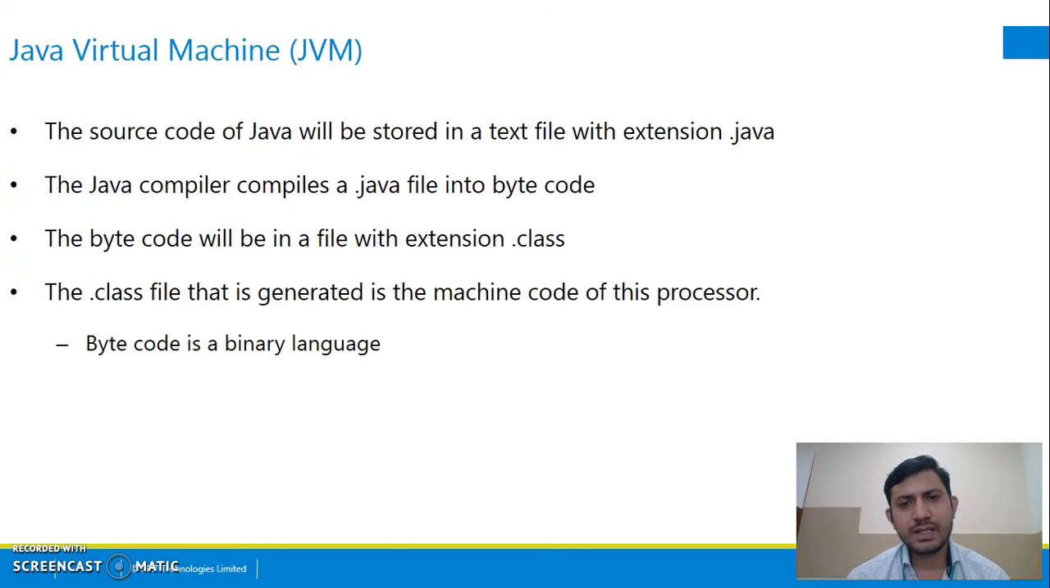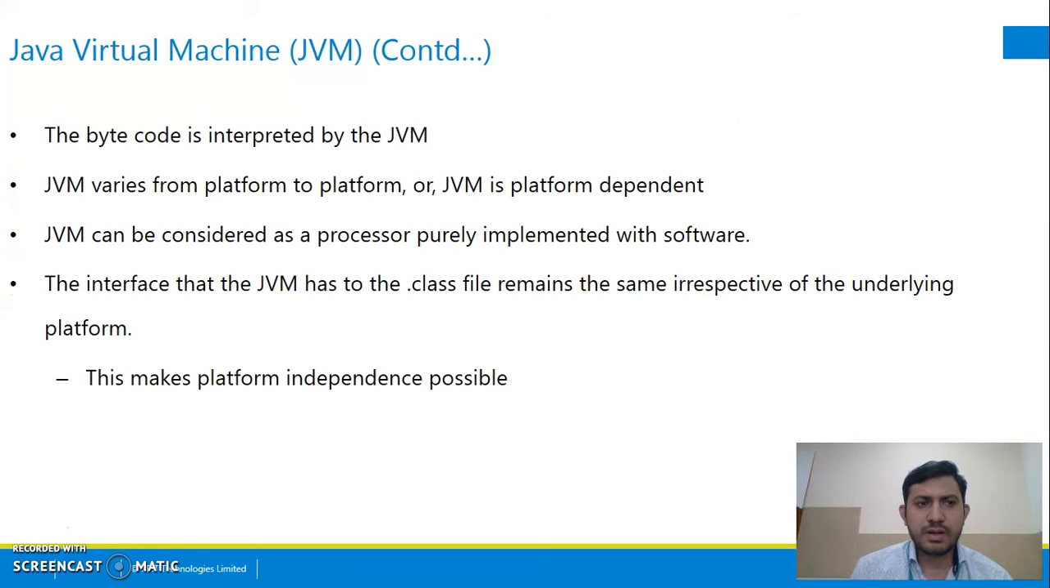It is an input to the JVM. And this bytecode will have an extension as .class. So when you compile a .java file, a .class file is generated, which is a bytecode. Not exactly the machine code, but it looks like a machine code. The bytecode is interpreted by JVM.